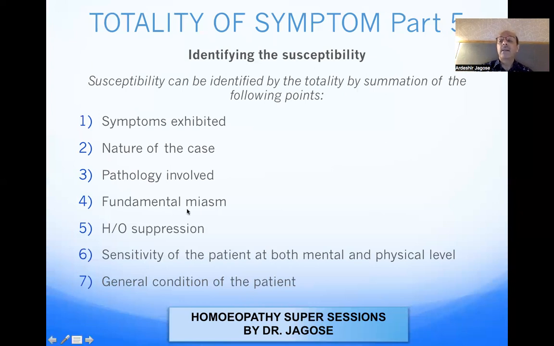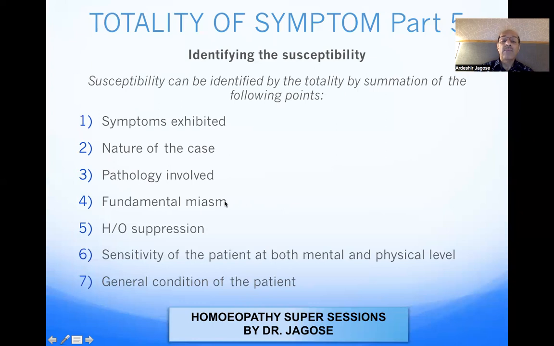Then the fundamental miasm obtained from the family history of the patient. So we have to see what is the fundamental miasm. Is it a single miasm? Is it a complex miasm? If complex, what are the different permutations and combinations the complex miasm is in?